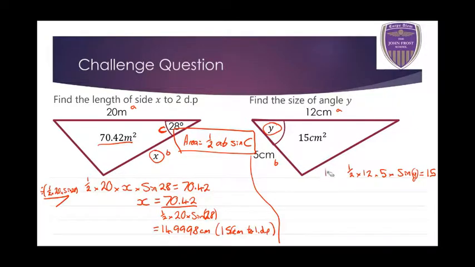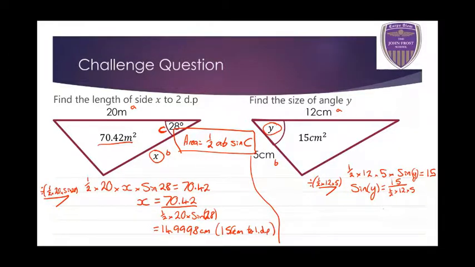So we're looking to find sine of y. First things first, we want to get sine y on its own, and the way we can do that is we can rearrange this. If it's half times 12 times 5, we're looking to get rid of all that. The opposite of multiplying by all of those would be to divide by all of those. So we're going to divide by a half times 12 times 5, do that to both sides. That leaves us with sine of y equals 15 over half times 12 times 5.